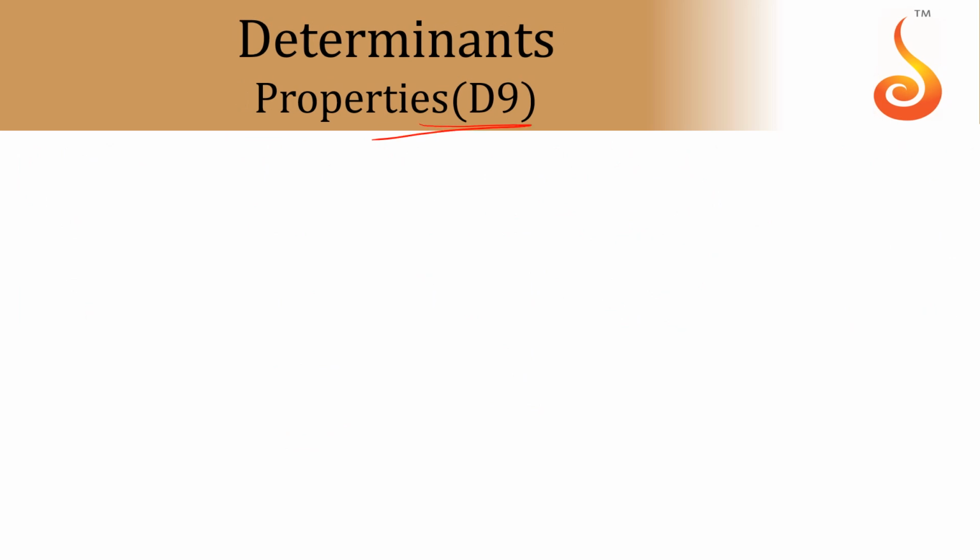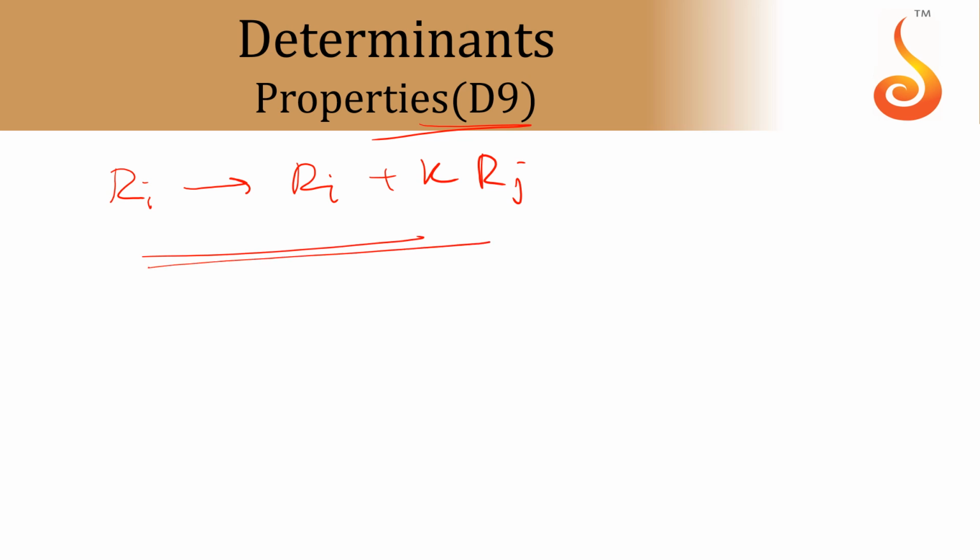D9 is a very important property. In any determinant, if Ri is transformed to Ri plus k times Rj, and when I say row, please understand it for columns also, under this operation the determinant is unaltered. So the determinant is not affected by adding to a row k times any other row. The determinant won't be affected.